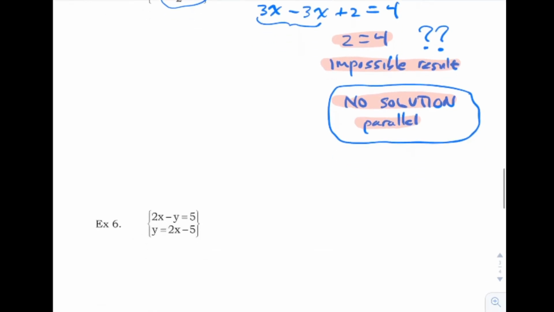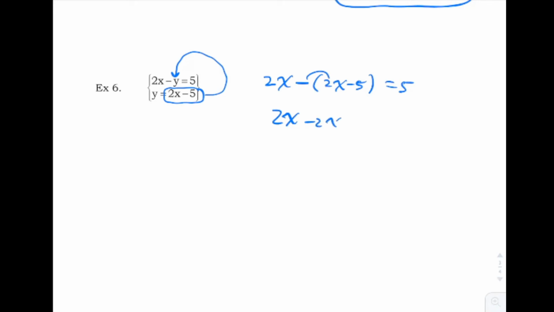Well, what does it look like if you get the next case, of course, which is the same line? How do you get the same line? Well, this is how. I'm going to take this y equals stuff, plug it into the top one, 2x minus, shove this y in, which is 2x minus 5, equals 5. So 2x, distribute, I get minus 2x, plus 5, equals 5. Once more, 2x minus 2x, you could write 0x if you really wanted to, but really it's just 0, or you could just say it's not there. So 0 plus 5 is equal to 5.